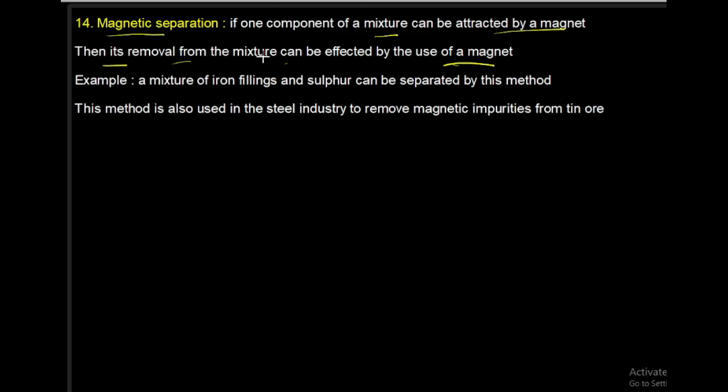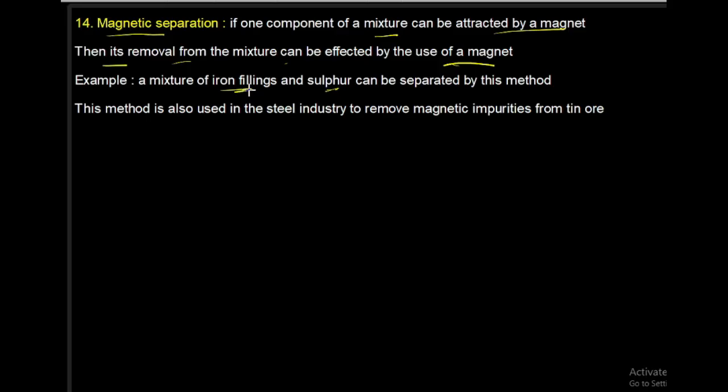Whenever the components of a mixture are solids, like iron filings and sand, but in magnetic separation one of the components must be affected by a magnet. If you have iron filings and sand, iron filings can be attracted by a magnet, sand cannot. So we use it to separate components that can be attracted by a magnet from components that cannot be attracted by a magnet. Also here it says a mixture of iron filings and sulfur can be separated by this method.